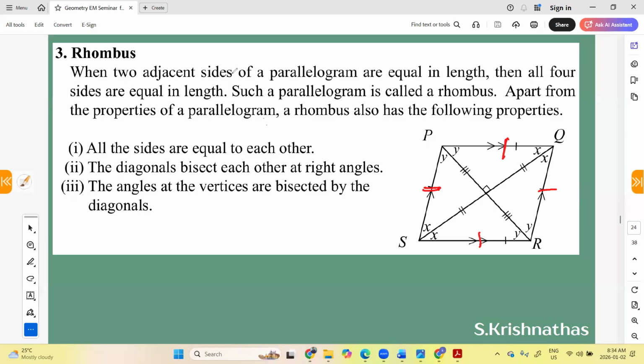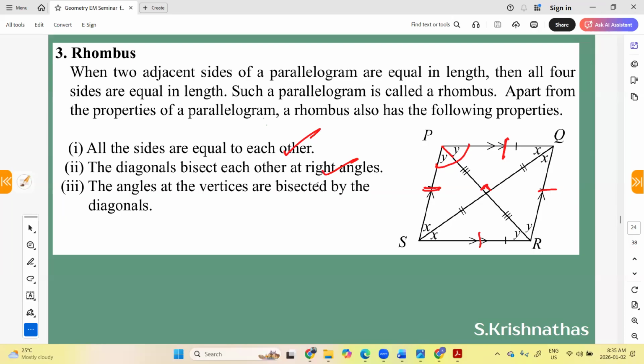Now, when two adjacent sides of a parallelogram are equal, what are the special conditions, the special properties of a rhombus? All sides are equal. Diagonals bisect each other at right angles. The angles are bisected by the diagonals. Here, all the sides are equal. The diagonals bisect each other at right angles.